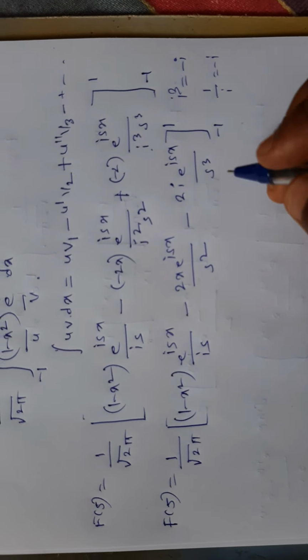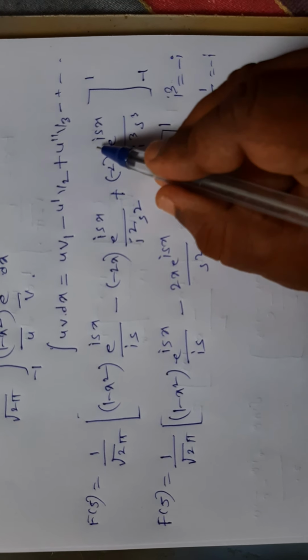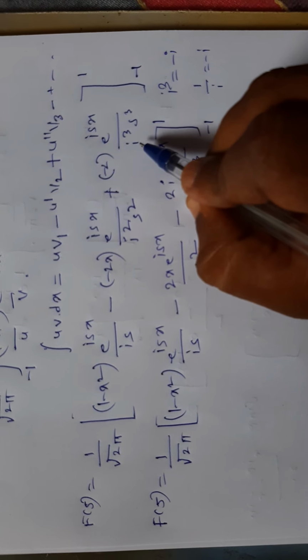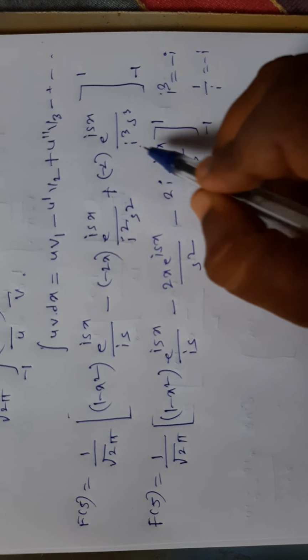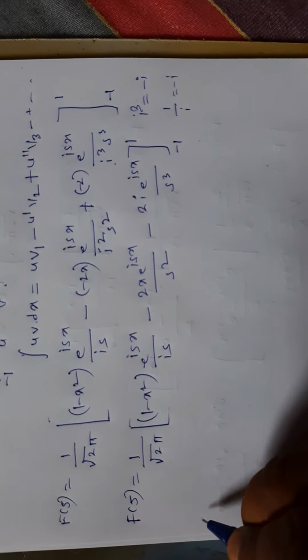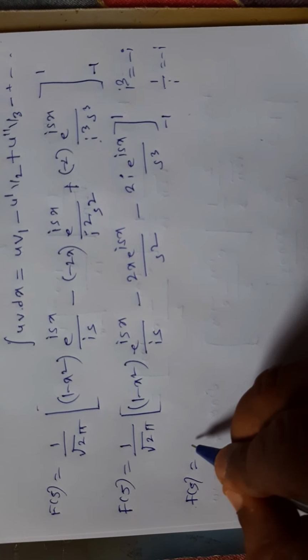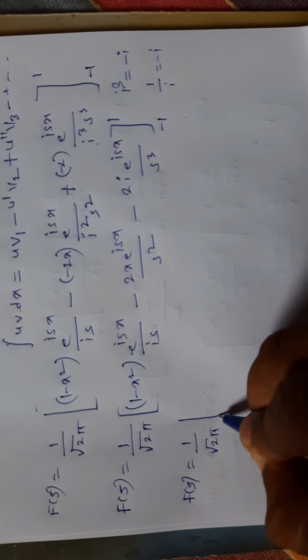Once again I will explain this one. i cube is nothing but minus i. Minus into minus becomes plus, and 1 upon i is nothing but minus i. So I have written this i in the numerator. Therefore f of s is equal to 1 upon square root of 2 upon pi.